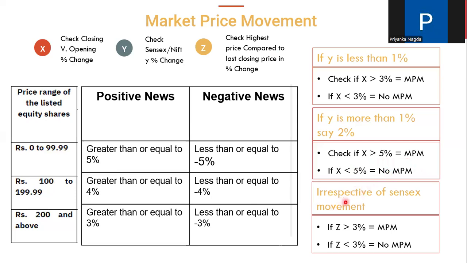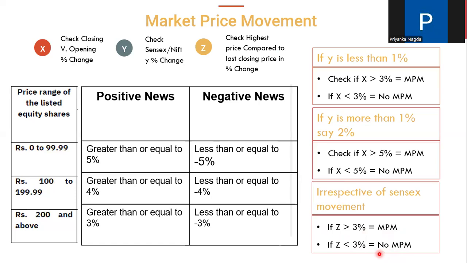Last, irrespective of any Sensex price movement, we also have to check our intraday prices, which is our Z. Now, throughout the day, if there is any increase of 3% or more in the security price of the company, then there is a material price movement. And the same way, we have to check if there is any rumor, specific impending, on mainstream media, verification of that rumor is required. However, if that is less than 3%, it is no material price movement and then no disclosure required.